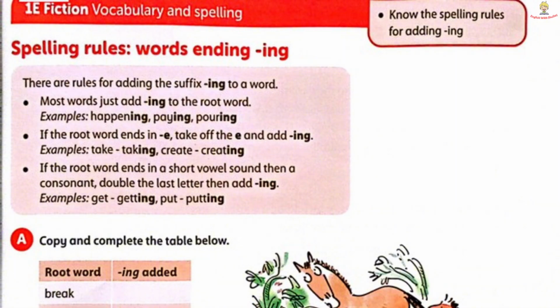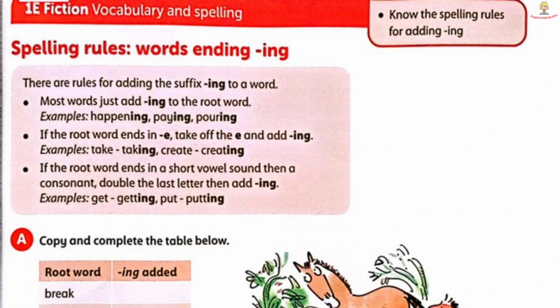The first rule is most words just add ing to the root word. Mostly we use ing with the root word without changing anything, like happen. Happen is a root word and we add ing without making any change. Happening, paying, pouring. Second rule is if the root word ends in e, take off the e and add ing. So if the root word ends with the letter e, we drop the letter e and then we add ing, like take. The last letter of take is e, so we drop the letter e and then we add ing.